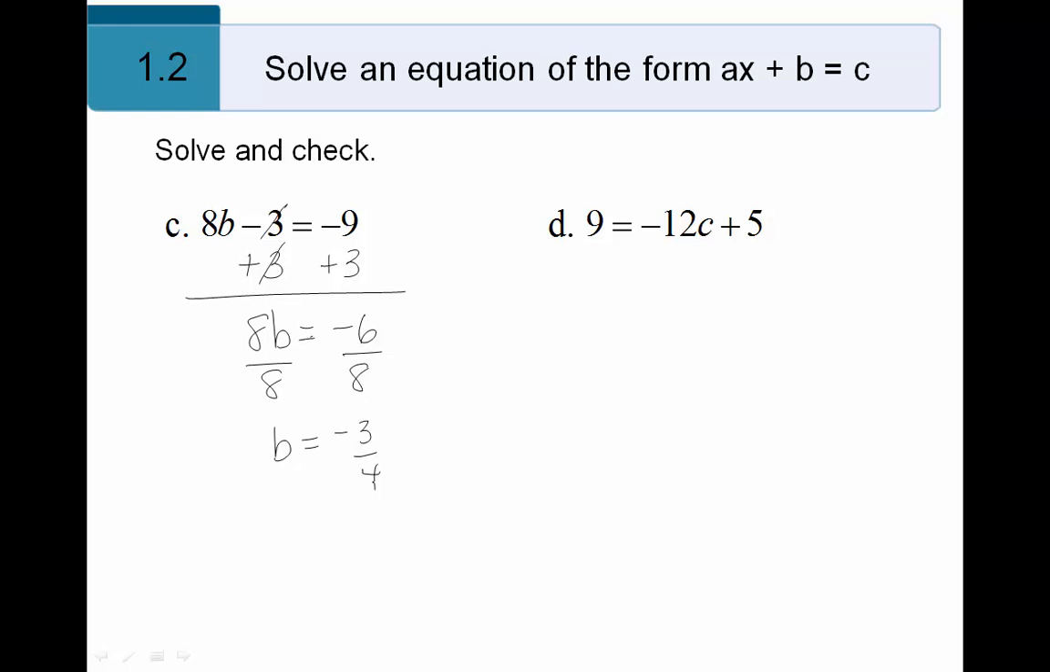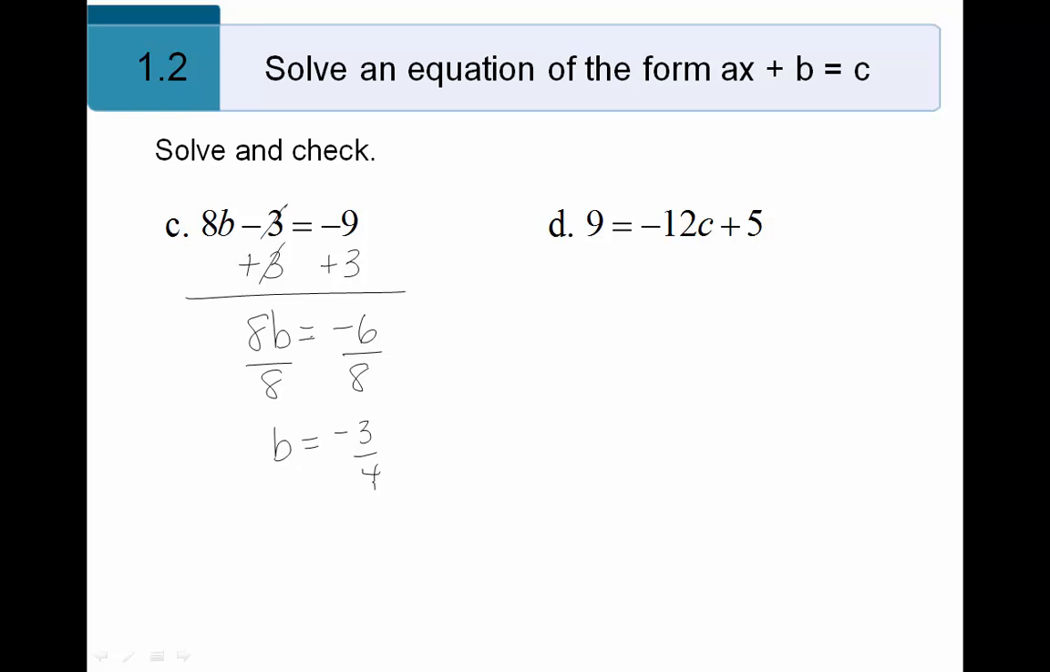Example D. 9 equals negative 12c plus 5. Once again, step 1, get rid of grouping symbols and combine like terms. There are no grouping symbols. The right-hand side does not contain any like terms. Let's move on to steps 2 and 3. Variable on one side, number on the other.